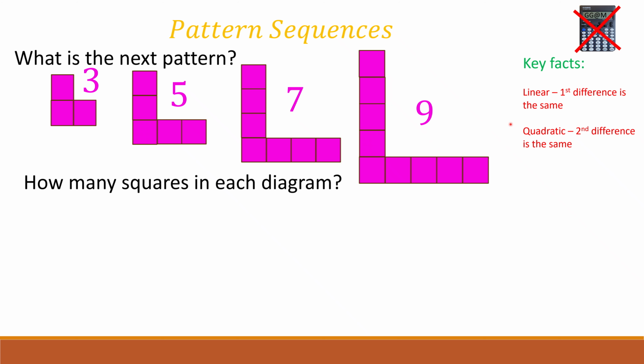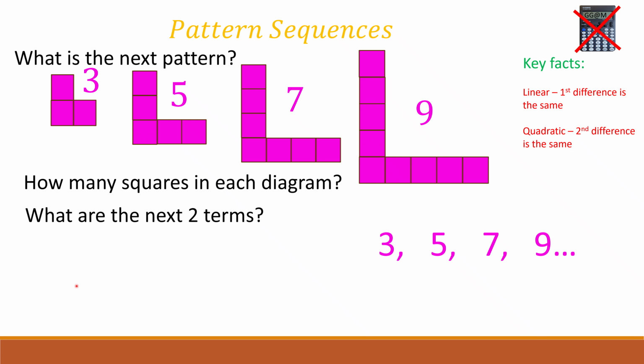So remember our key facts here for the linear and the quadratic sequence. So I've got 3, 5, 7 and 9 is my sequence. What are the next two terms of this sequence? Again, press pause, work out the next terms of the sequence, and then press play when you've got yourself an answer.